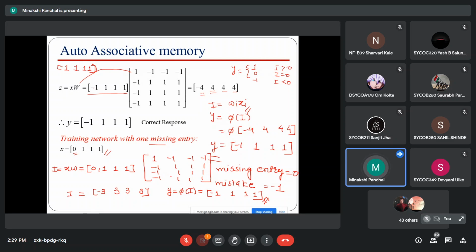So the data, those weights are set. Okay, so associative memory is capable of retrieving the data if any such mistake is there. Clear to all? All are attentive? Yes, ma'am.